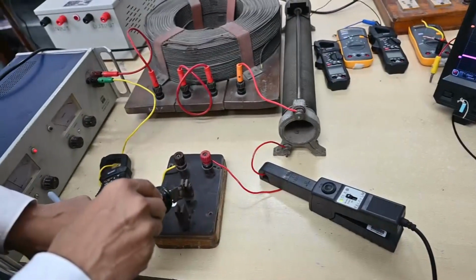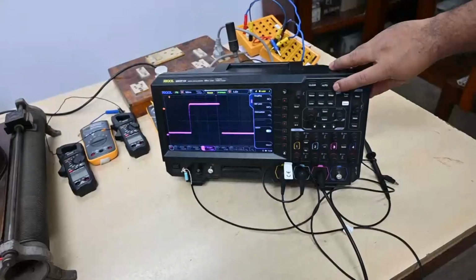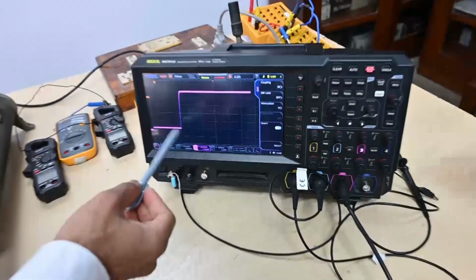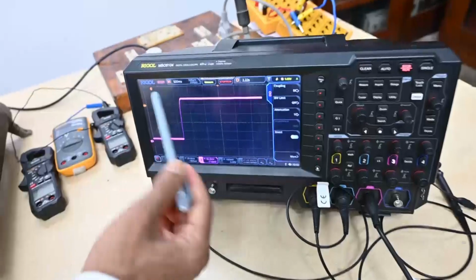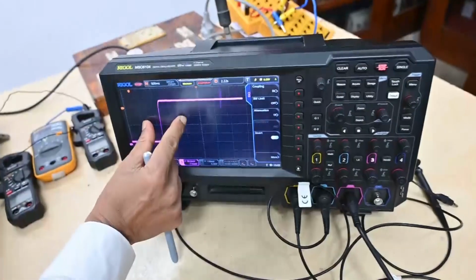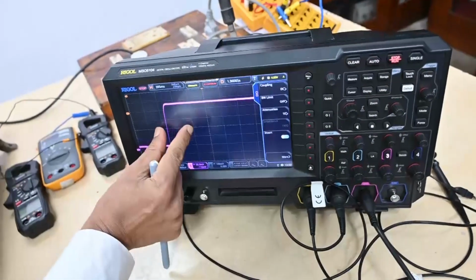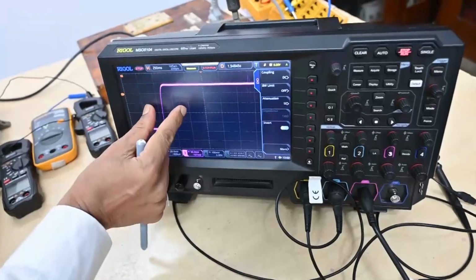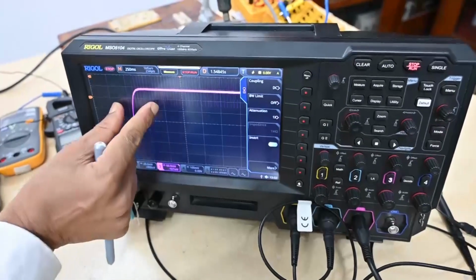So, for this I switch on the source, and then we see that the transient current increases exponentially, and we will see the expanded version of this current here.